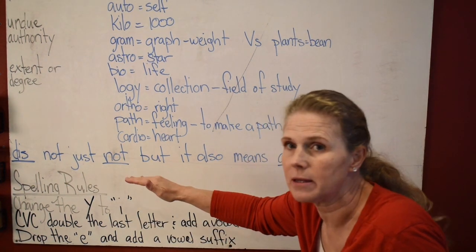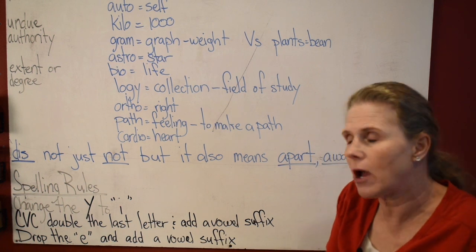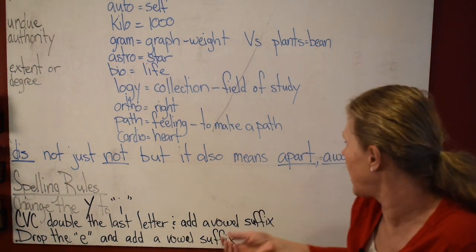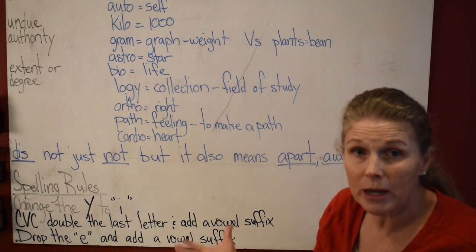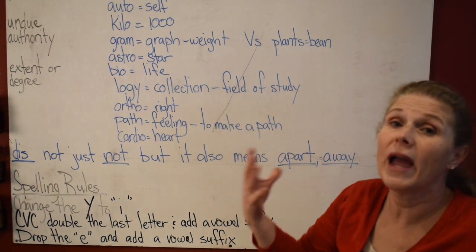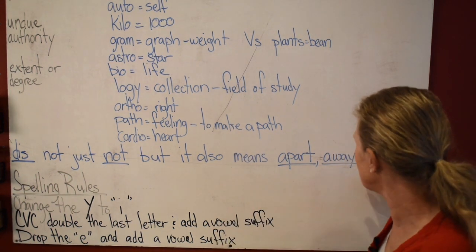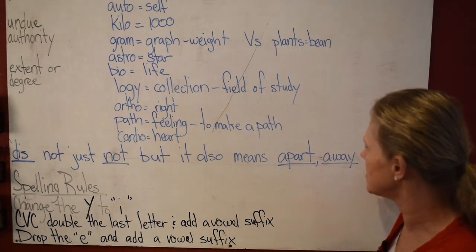What does this mean? Because you can see it in words and you can say, oh yeah, I can see where that is not, but I can also see where it's spread apart. It's also away from somebody. So let's make sure that we can remember that that's what this means.